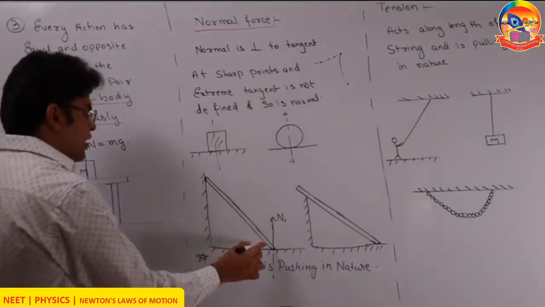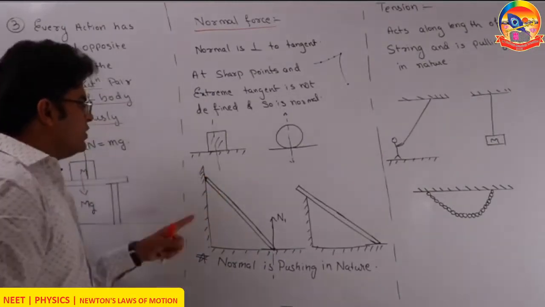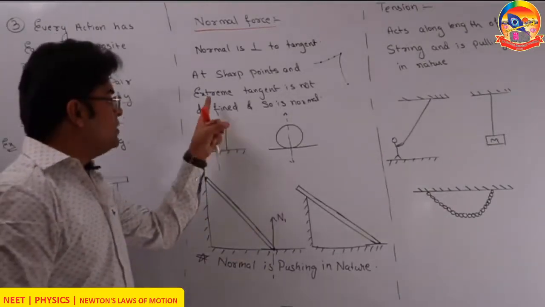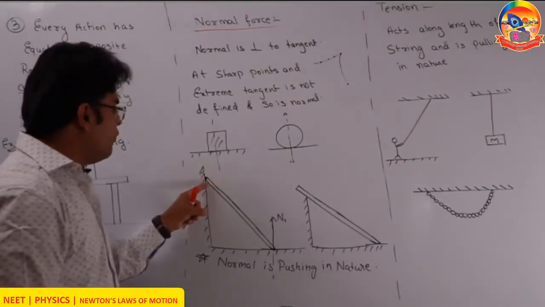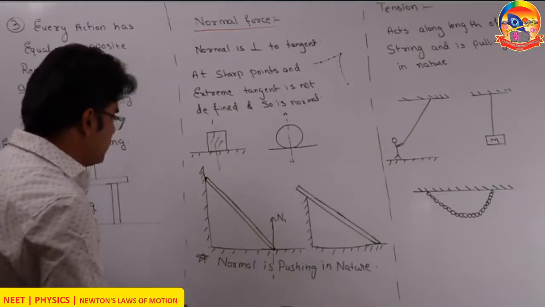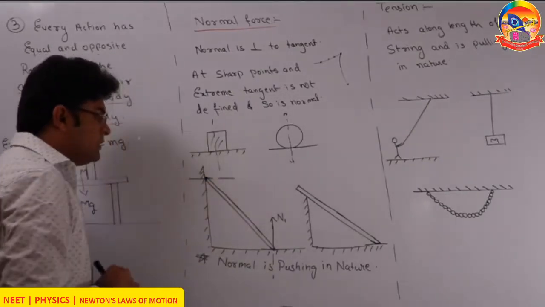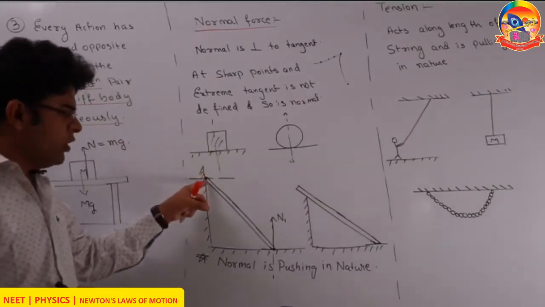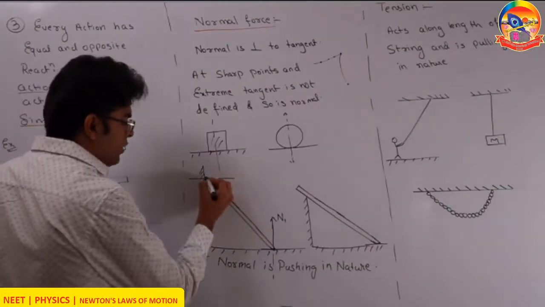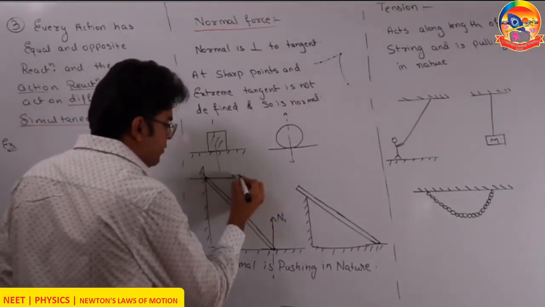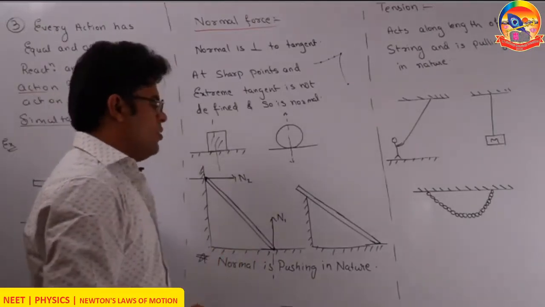Similarly, where the ladder rests on the wall, at that point also, that is the extreme point of the ladder, and at extremes, tangent is not defined. So at this point, the normal of the rod is not defined, but at this point, the normal of the wall is defined. So since the normal of the wall is defined, the force will act along the normal of the wall. So the force applied by the wall on the rod here will be towards the right. Let's call it N2.